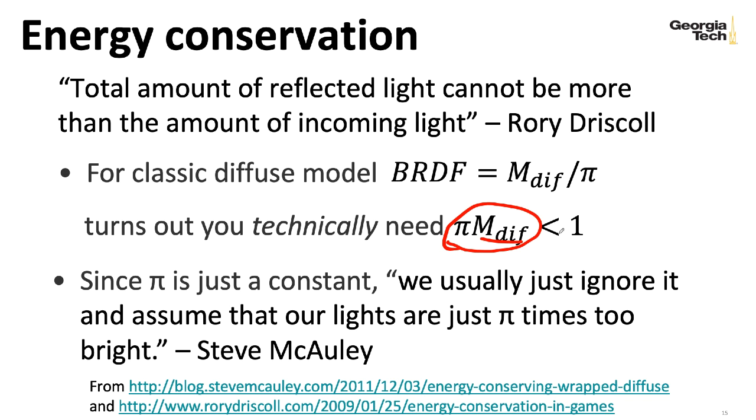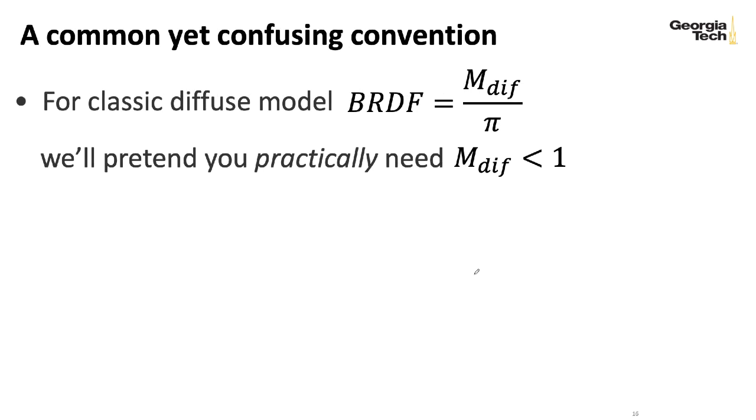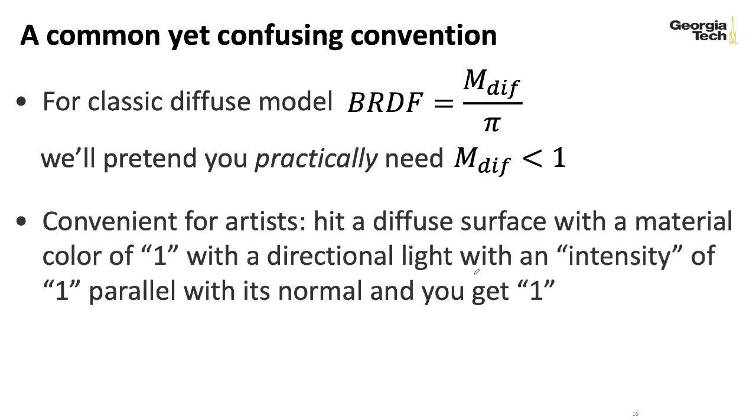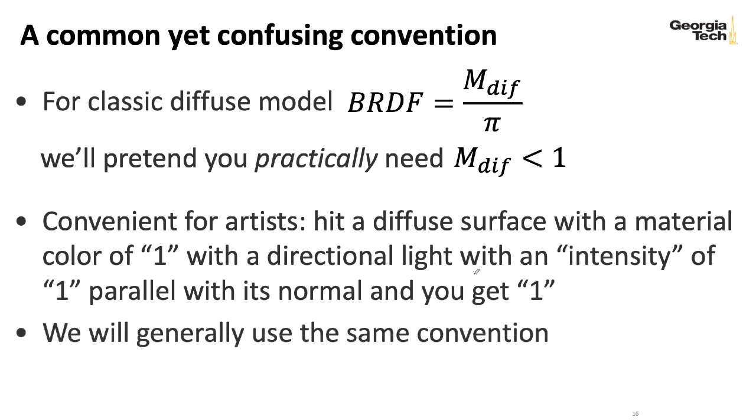So usually, as this source, Steve McCauley, noted, quite often people don't worry about this pi. You just say, okay, we're going to go with a certain convention and just say that, artist, when you're authoring material properties for your red, your green, and your blue, make sure each of those numbers is less than 1. And then that sort of gives a natural thing. If you hit something with a light intensity of 1 and the light hits the normal directly, you hit it head on with a 0-degree angle, well, you get 1 back. So that makes people happy.